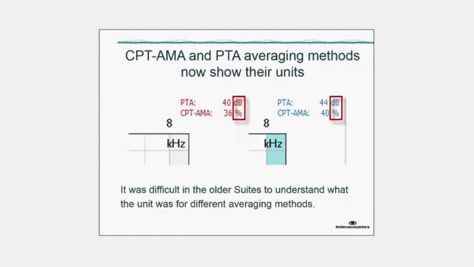The next feature adds units to the CPT, AMA and PTA averaging methods. And what you can see in the example below is that we are adding dB and percentage to each of these methods. And this is for the benefit of users who are not using these that often, as using PTA is in dB scale, and you needed a pre-knowledge of this if you were using that value. So this is just for clarity.